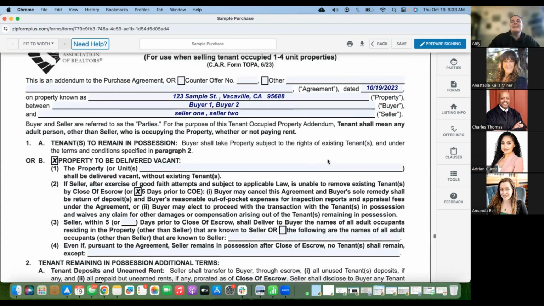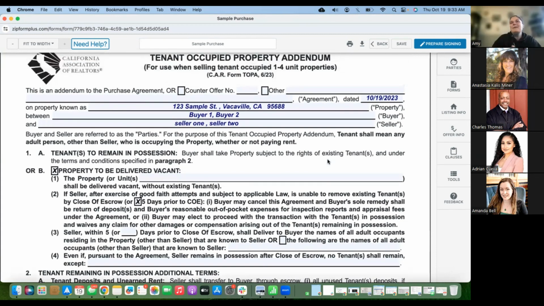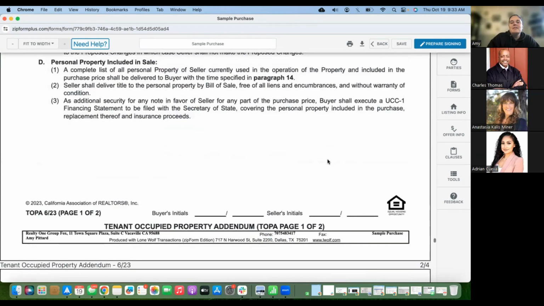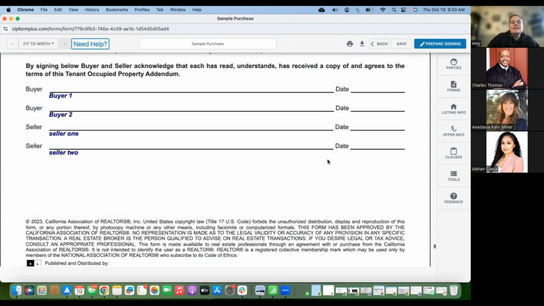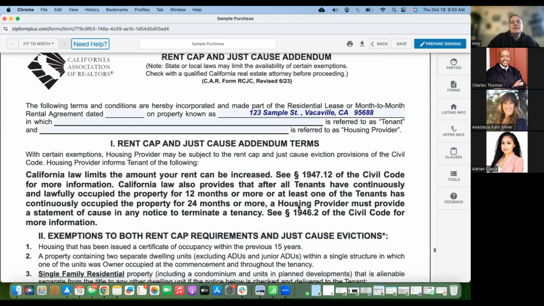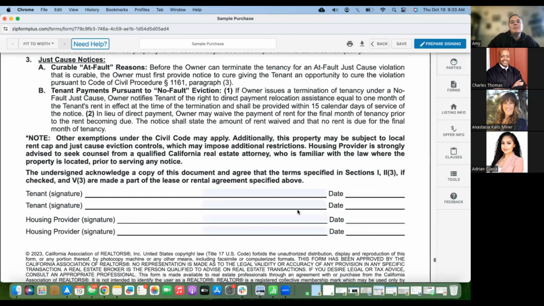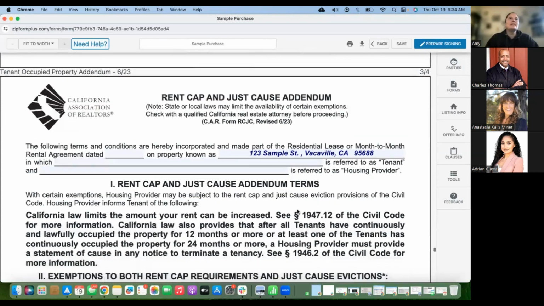Absolutely. So again, this should be used anytime there is somebody who is not the seller occupying the property. Even if they're going to vacate before the close of escrow, this needs to be included in that purchase agreement. We will skip down to the tenant estoppel certificate so that you can see what that looks like. Oh, you know what? Before we jump onto that, this is the form that's attached to the TOPA form.